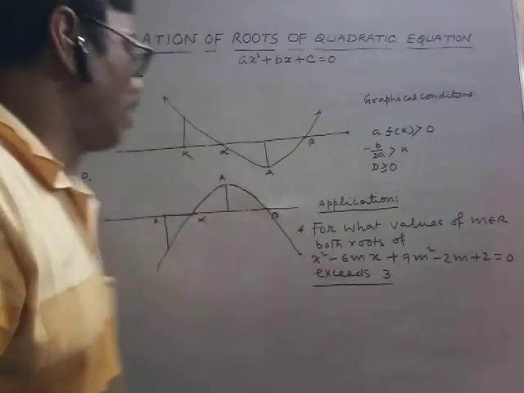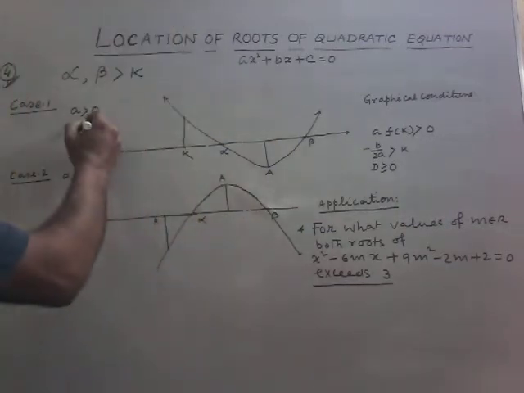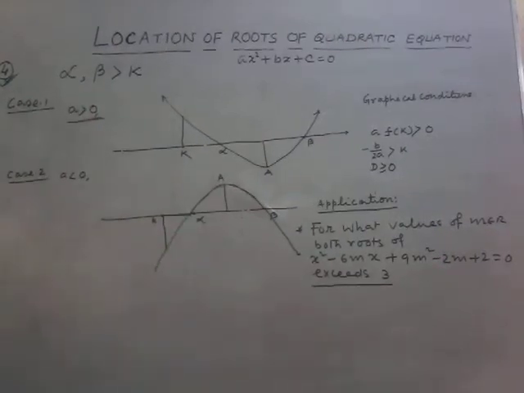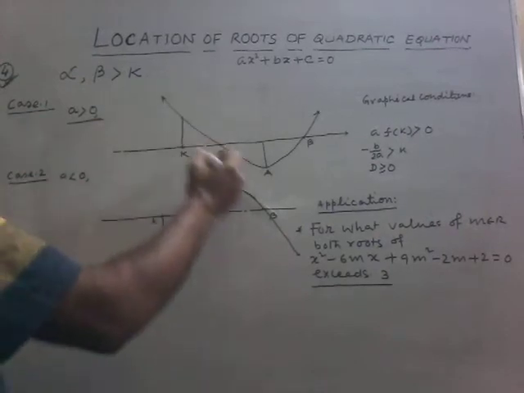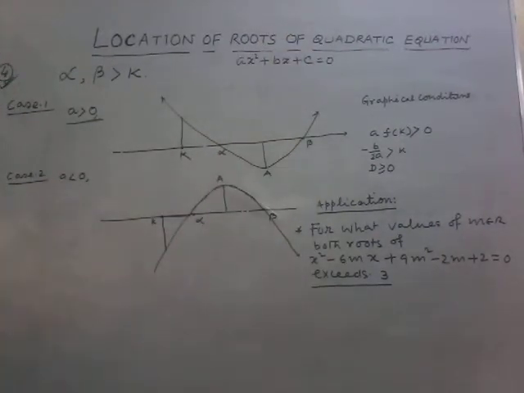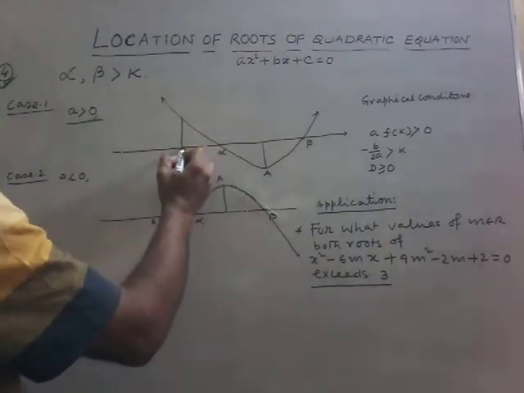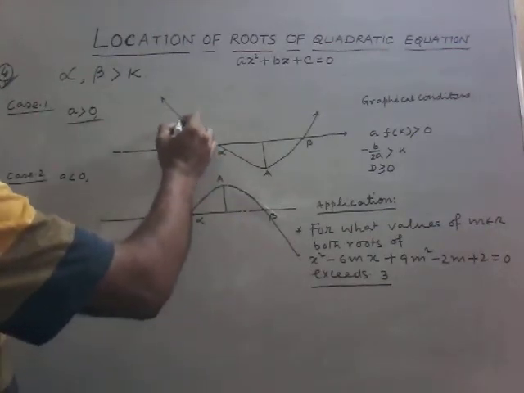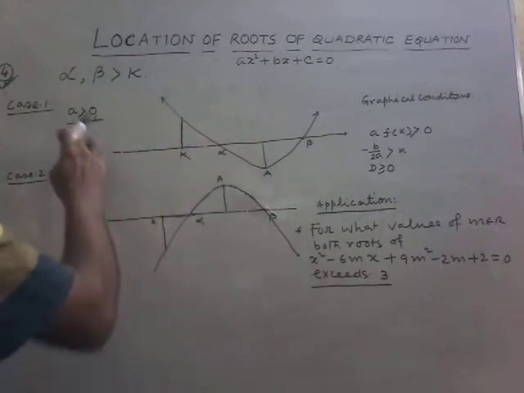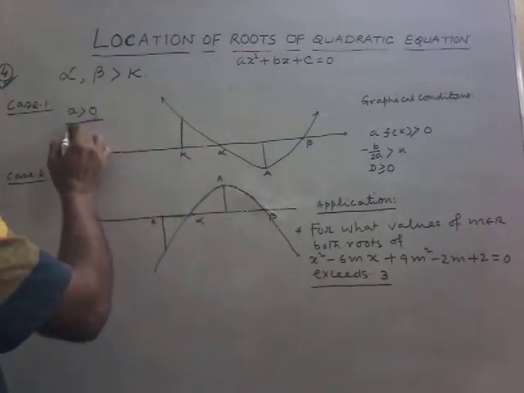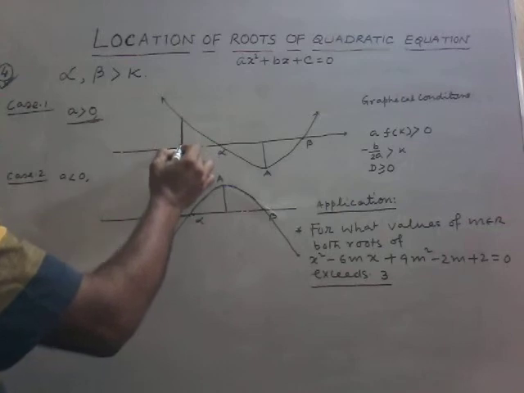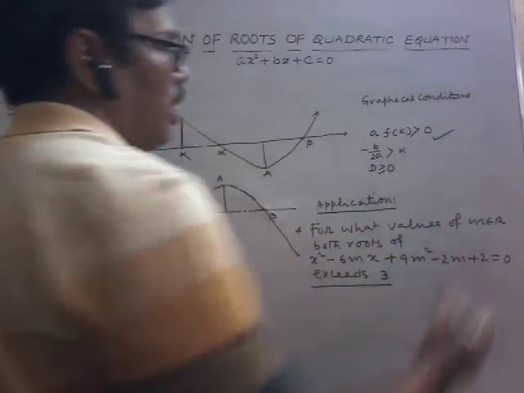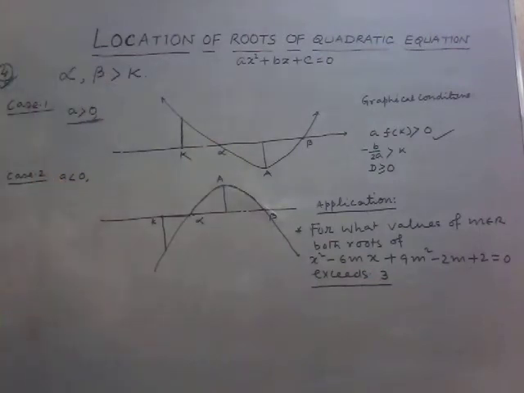So there are two cases. For a greater than 0, the parabola opens upward. So this one is k, and here this one is f(k), with a greater than 0. So a is positive, f(k) is positive. So the first condition is a into f(k) greater than 0.